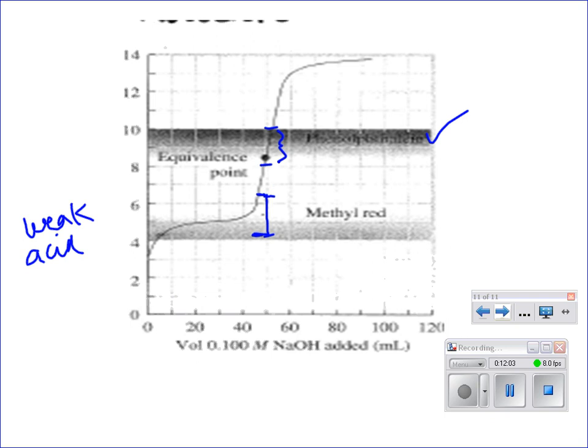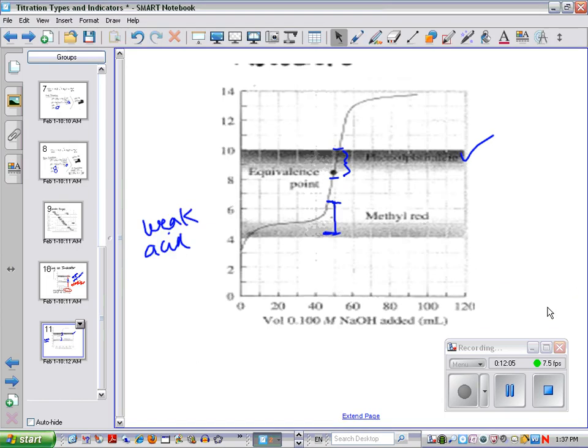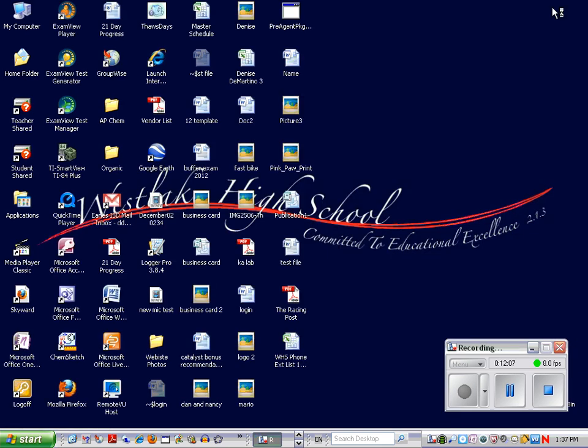So let's apply this. I'm going to try to pull the other, get your other handout out.